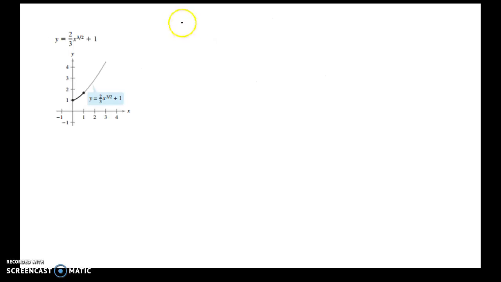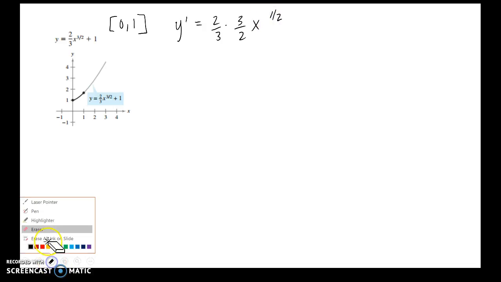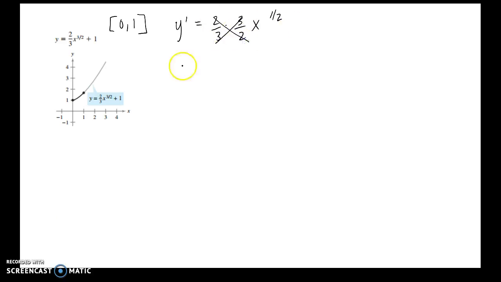All right, so let's start with the derivative here. Smooth curve from 0 to 1. So 2/3 times 3/2 x. Subtract 1 from the exponent. That's not negative. Plus 0. Okay, they cancel.